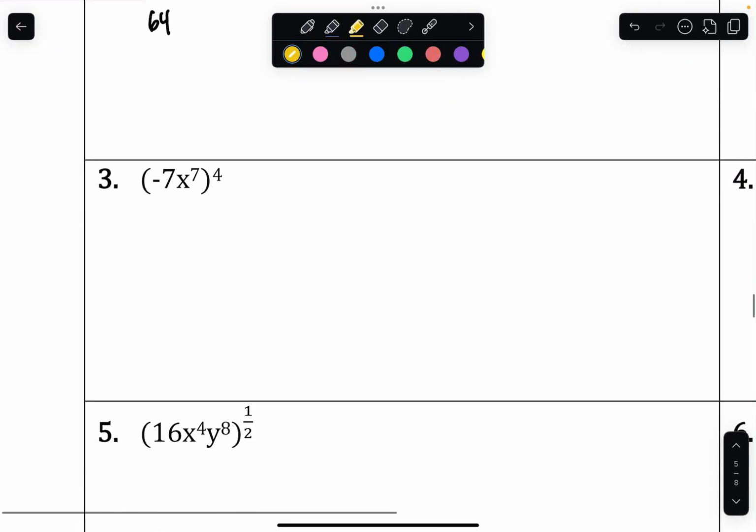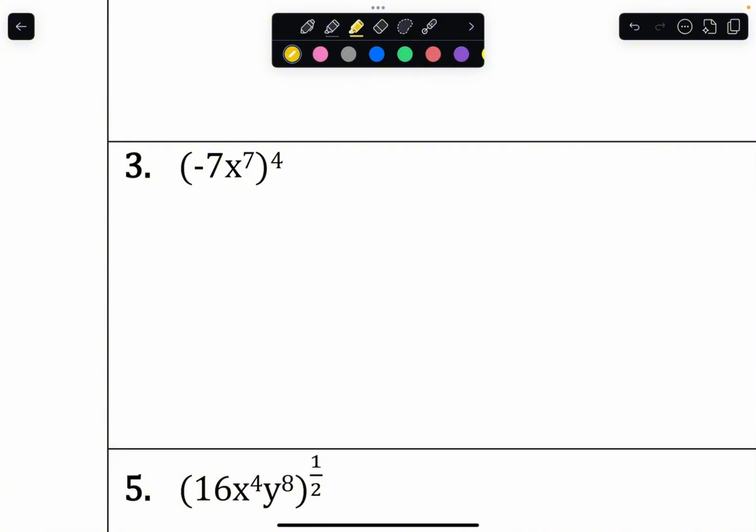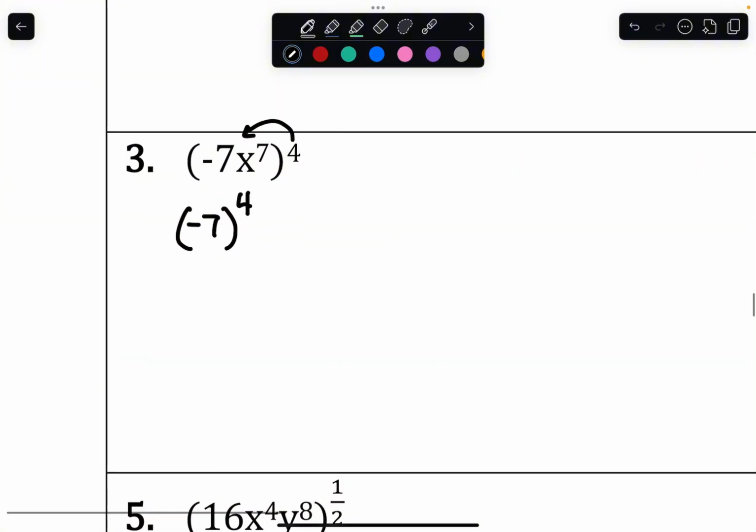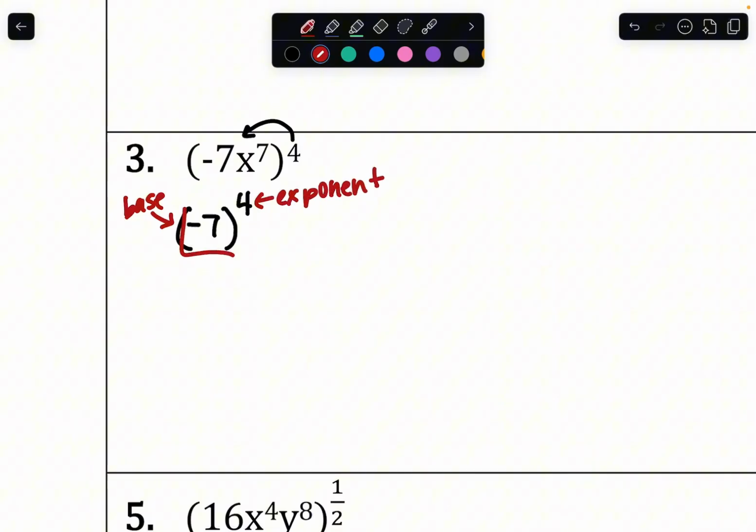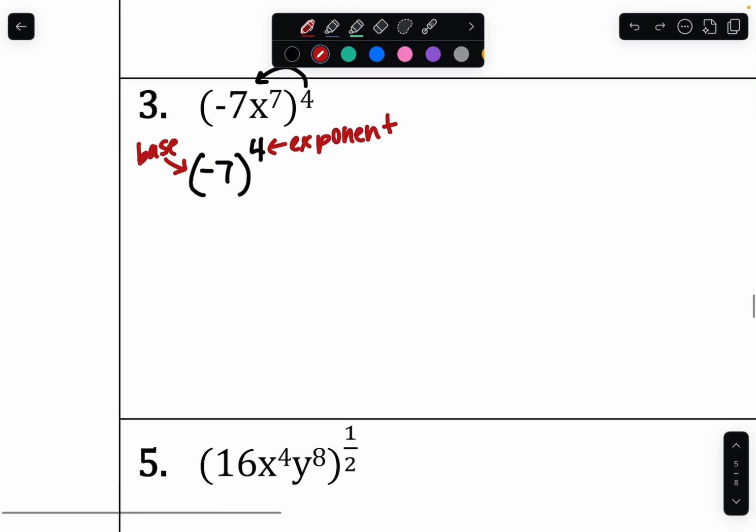Okay, next up, if you have a coefficient and he's inside the parentheses with the exponent, he also gets the exponent. So just be very careful when you write that. When he gets the exponent, that -7 is the base, 4 is the exponent. Never, ever, ever multiply a base by the exponent. Something I say often is never multiply a big number by a little number. You will never do that, okay? The base does not get multiplied.